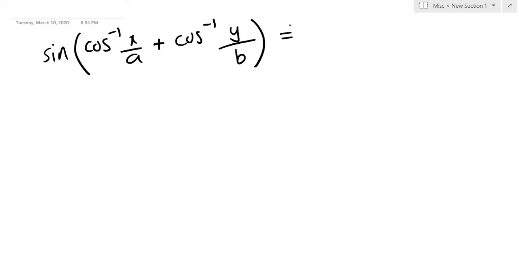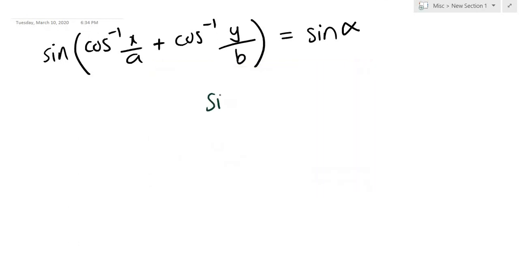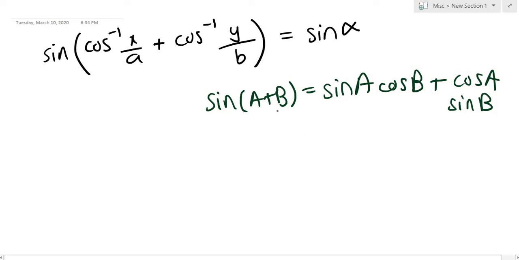As I said, I'm just taking the sine on both sides of sine of the cos inverse of x by a plus the cos inverse of y by b is equal to the sine of alpha. We are going to focus more on this side, expanding this side. So we can use the formula, let me use another color. I'm going to use this formula: sine of a plus b is equal to sine of a cosine of b plus cosine of a times the sine of b.